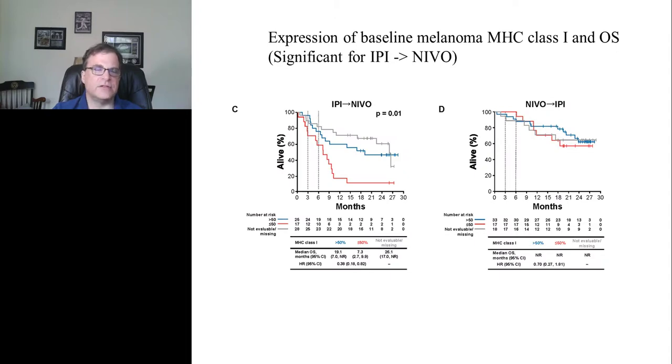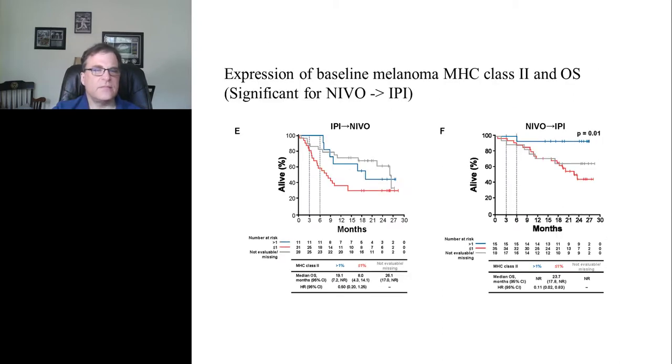And here are some Kaplan-Meier analyses that depict this. The gray are a few patients who were not evaluable, but the patients who had IPI first and had loss of class 1 expression, in red, did fairly poorly compared to those in the blue on the left-hand side that had class 1 intact. As opposed to those patients who had nivo first, on the right, where there was no significant difference between them. As opposed to class 2, which on the left-hand side first did not seem to matter, but there was a significance on the right-hand side for patients who got nivo first: any class 2 expression was associated with a better outcome.